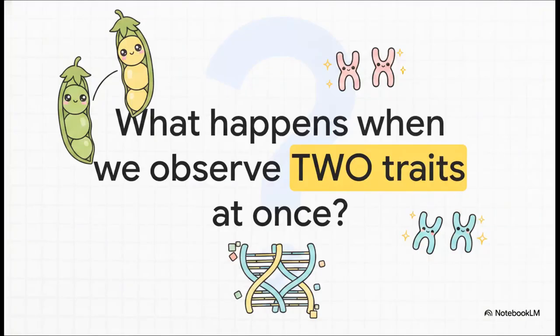So, the crucial takeaway so far is that a single trait separates cleanly. But come on, that begs a massive question. What happens when we observe two traits at once? Do they stick together as a package deal, or do they act alone? Let's challenge our brains a bit and bridge our first concept into the next beautiful layer of complexity.